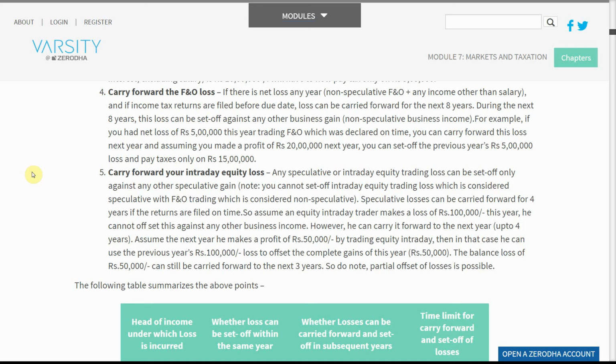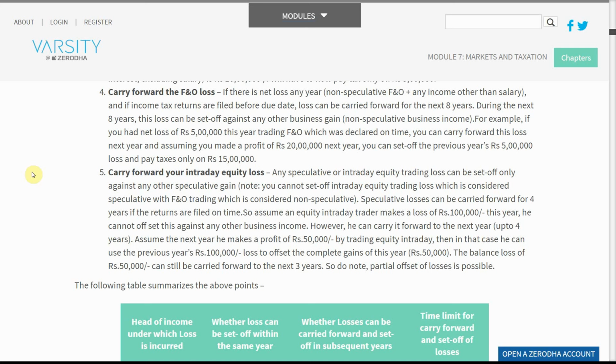Carry forward your intraday equity loss. Any speculative or intraday equity trading loss can be set off only against any other speculative gain. Note: you cannot set off intraday equity trading loss, which is considered speculative, with F&O trading, which is considered non-speculative. Speculative losses can be carried forward for 4 years if the returns are filed on time.